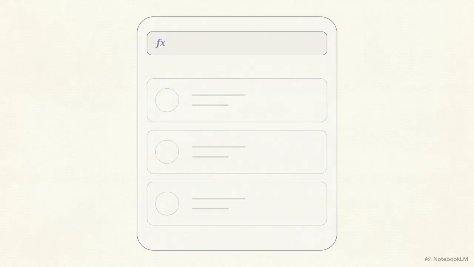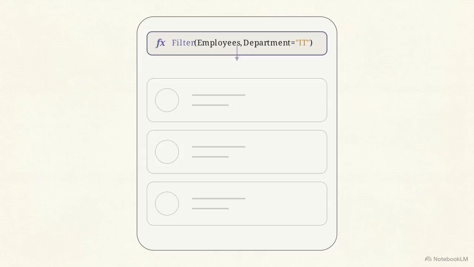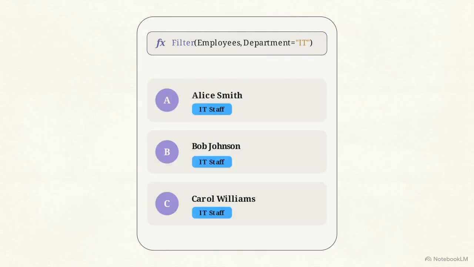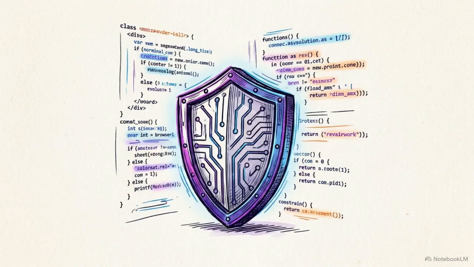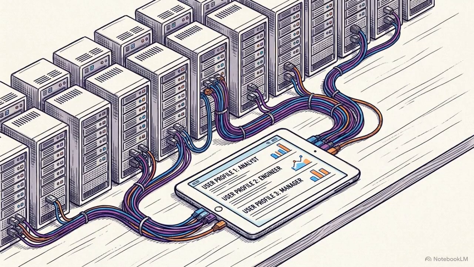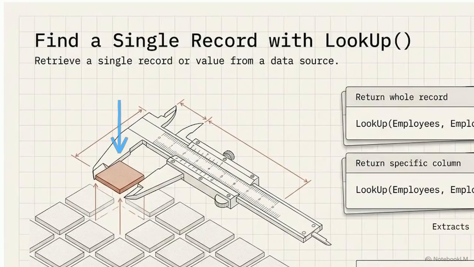When you type this formula into your gallery's Items property correctly, you will get instant visual validation. The screen will populate with multiple relevant items, like a complete list of your active IT staff. Filtering acts as your app's first line of defense. By strictly controlling what comes out of the database, you ensure your users only interact with the data required for their immediate task.